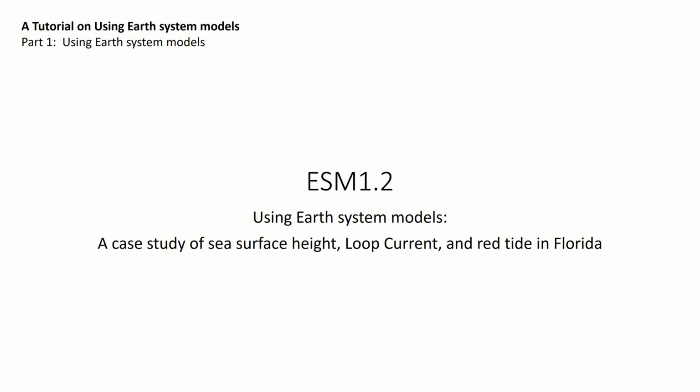From sea surface height, we're going to learn something about the loop current, which is an ocean current in the Gulf of Mexico. And from the loop current position, we will learn something about red tide in Florida. This red tide is a harmful algae bloom that occurs on the west coast of Florida, and it has very adverse socio-economic implications, which I will talk about.